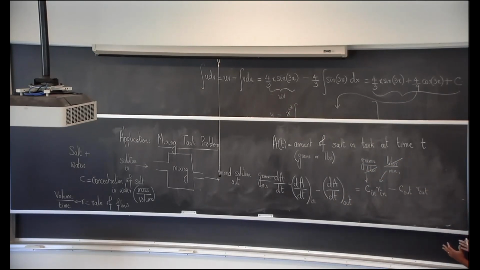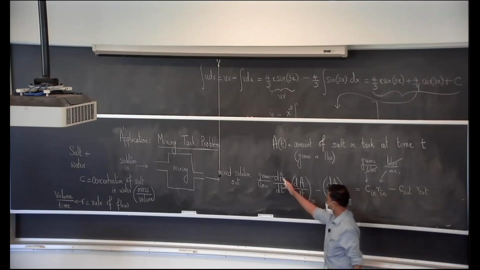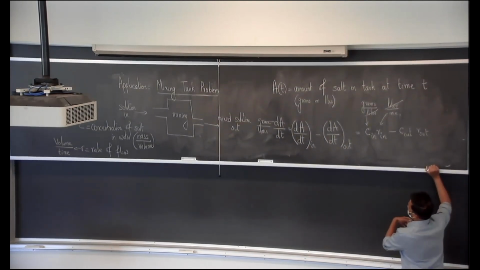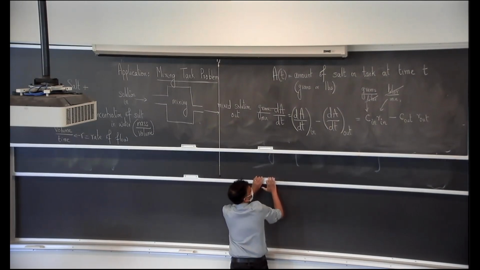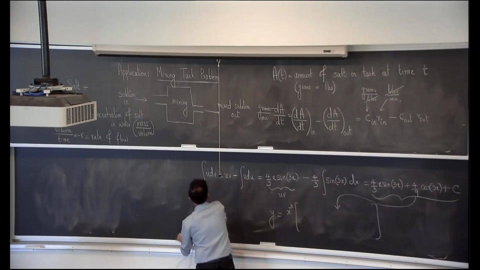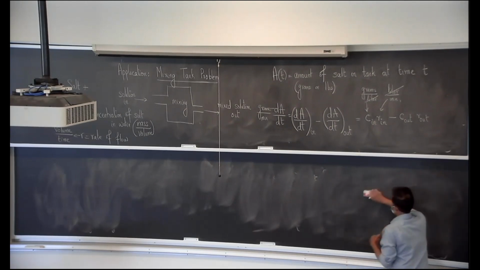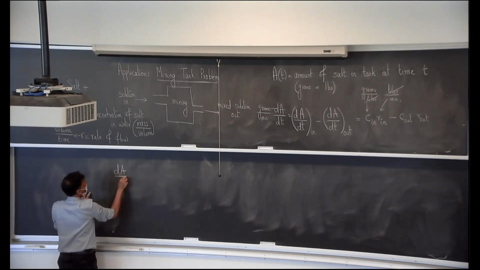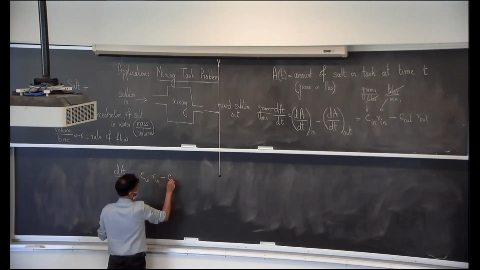So that's a differential equation. We are trying to solve for A, and right now it looks messy because we have a lot of things going on here, but at least the left-hand side looks like a first order equation. Let's just write that once more without any clutter. The differential equation that we just wrote is dA/dt equals C in R in minus C out R out.